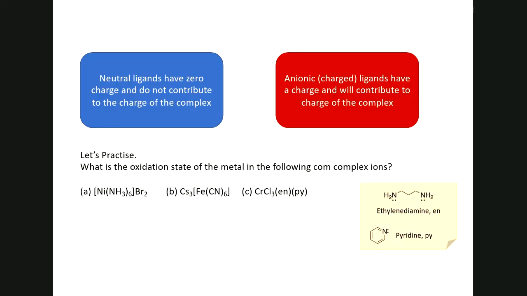And don't worry, we'll be practicing more oxidation states as we go along. So in general, neutral ligands have 0 charge and they do not contribute to the charge of the complex. However, anionic ligands or charged ligands, and you can have positively charged ligands binding to a metal center, but in this class, we're only going to focus on neutral ligands and anionic ligands, the ones that have a negative charge, right?